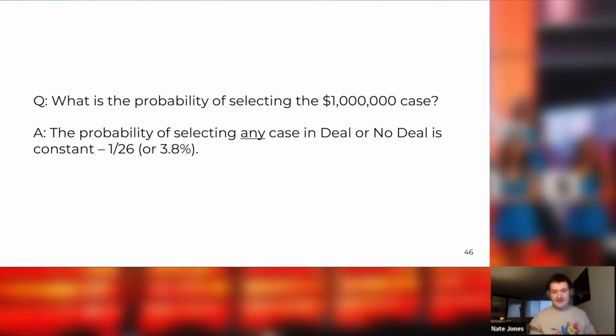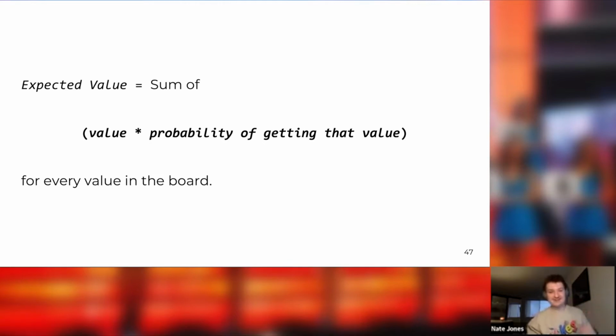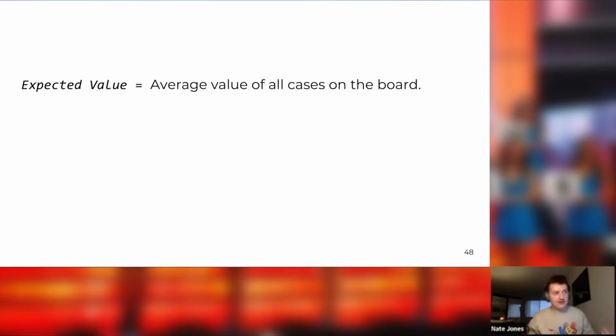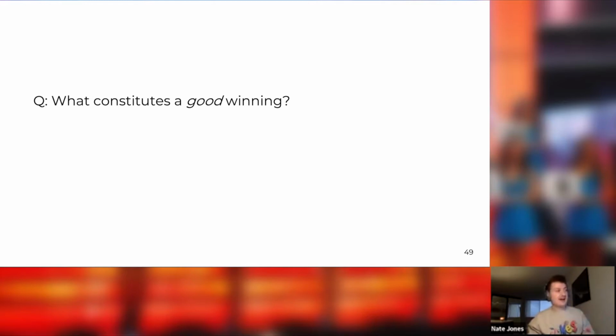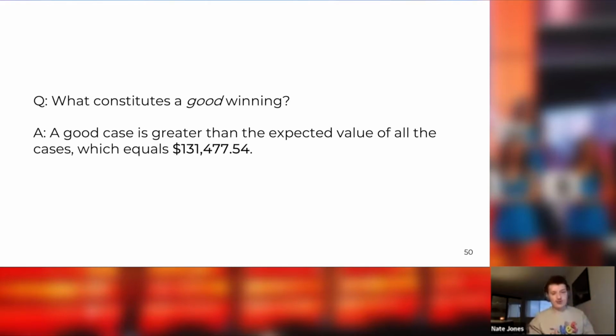Okay, don't hate me for that. I promise less statistics going forward. So, all right, well, as I show this formula, maybe I'm a little ahead of myself. So now that we know the probability is equal, this expected value formula, which was really gnarly at first, turns into something that's really simple, which is just the average value of all the cases in the board. And so now finally we can answer this question, that a good winning should be higher or at least equal to the expected value of the entire board, which is $131,477.54.